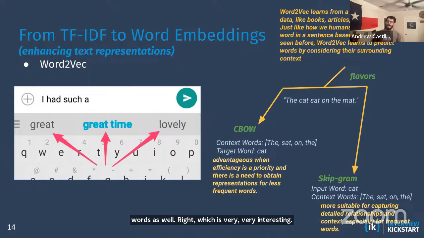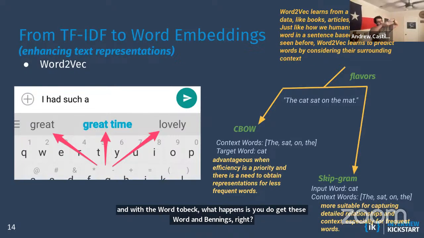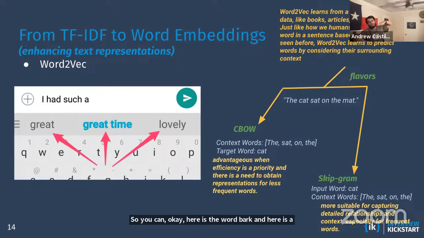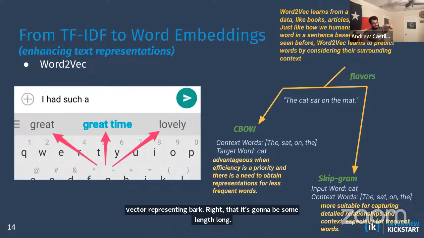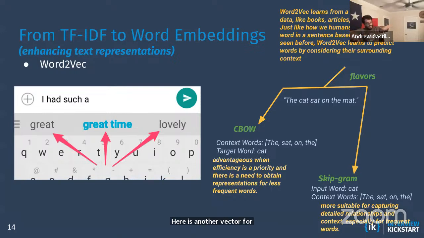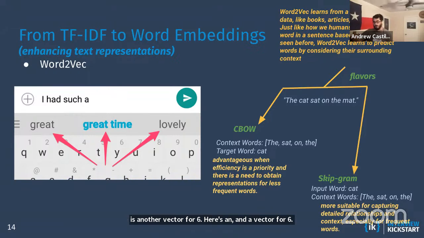And throughout all of this, we have this bag of words method. With word2vec, you do get these word embeddings. So you can say, here is the word bark, and here is a vector representing bark, that is going to be some length long. Here is another vector for sit. We have another vector for cat, and so on and so forth.